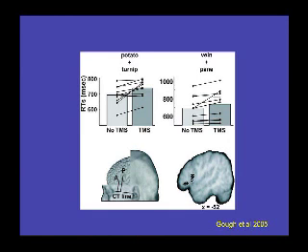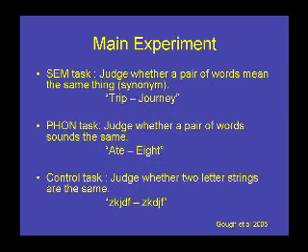Okay, so for the main experiment then, the subjects did 3 tasks. So there'd be a session for the anterior site and a session for the posterior site. The semantic task, they had to judge whether a pair of words meant the same thing, such as trip or journey. Some of these might not translate to American, but I think they probably do. The phonological task, then, they just judge whether a pair of words sounded the same or not. And then a control visual task, where they just had to decide whether 2 strings of letters were the same or not. And it should be something like, in this case, swapping 2 of the letters.